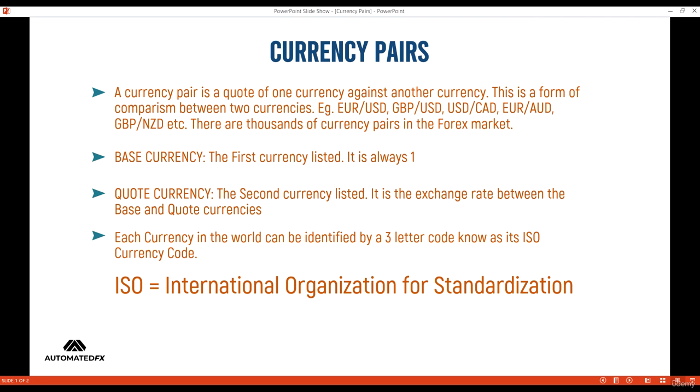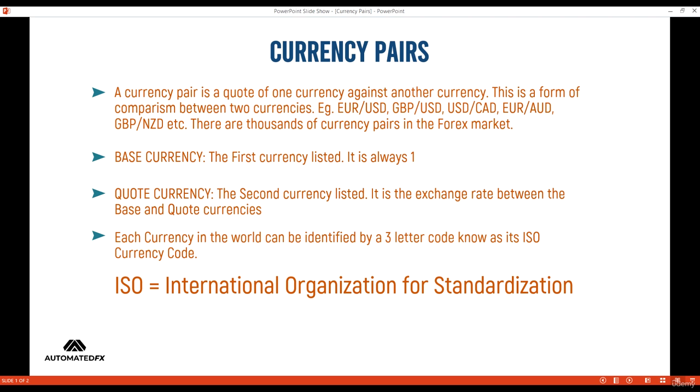In the forex market, we don't just trade one currency. We don't just buy one currency or sell one currency randomly like that. What we do is we compare two currencies. So if we are buying a dollar, we will have to buy the dollar against another currency. So we have different currency pairs. Let's say, for example, this is EUR/USD. This is euro against dollar. So we are comparing euro against dollar.